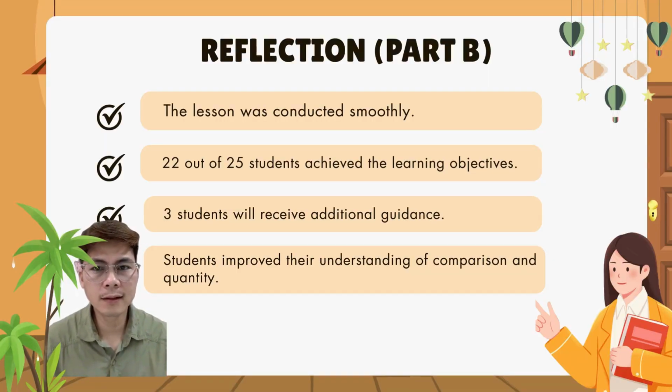Finally, we will discuss the reflections for Part B. Overall, the lesson was conducted smoothly and efficiently. Out of 25 students, only 22 students successfully achieved their learning objective, while 3 students required additional guidance. These students will receive further support in future lessons to help improve their understanding. The reflections show that students improved their ability to use adjectives correctly, especially when describing size and quantities.